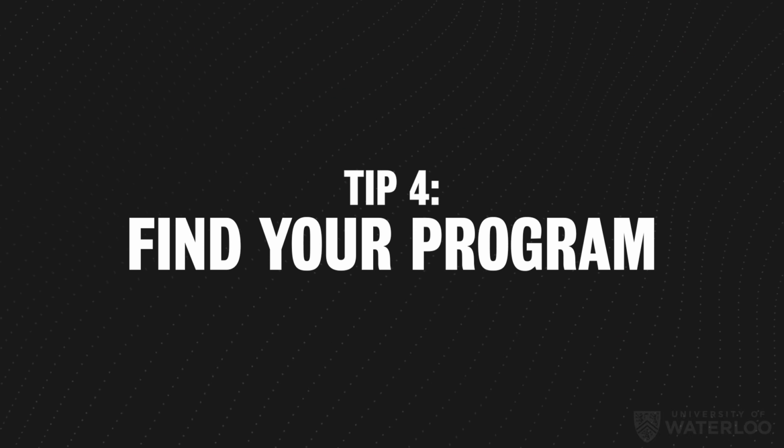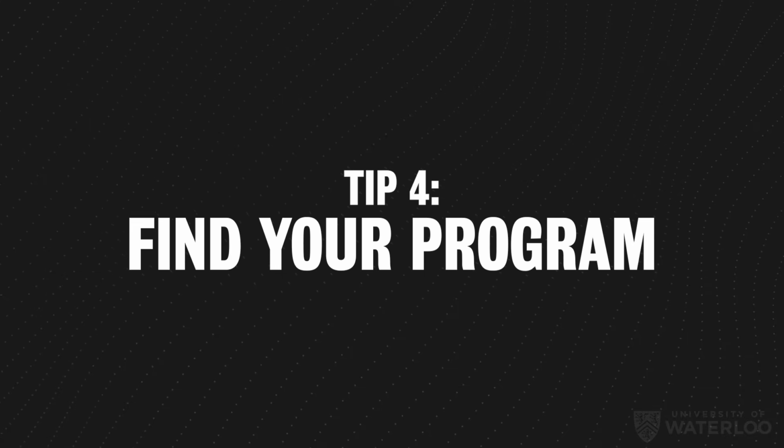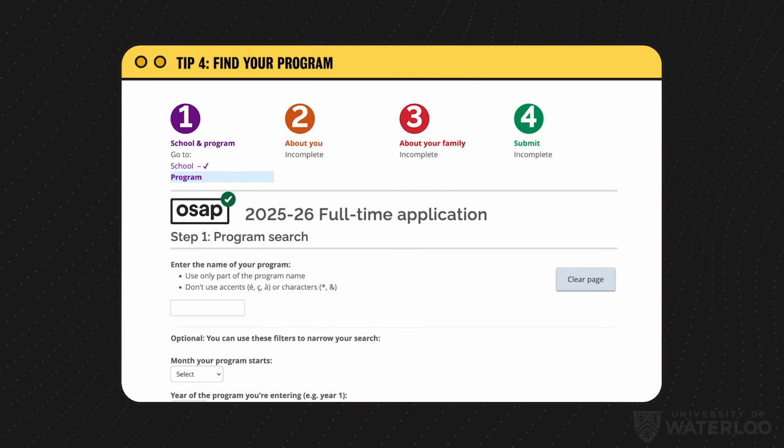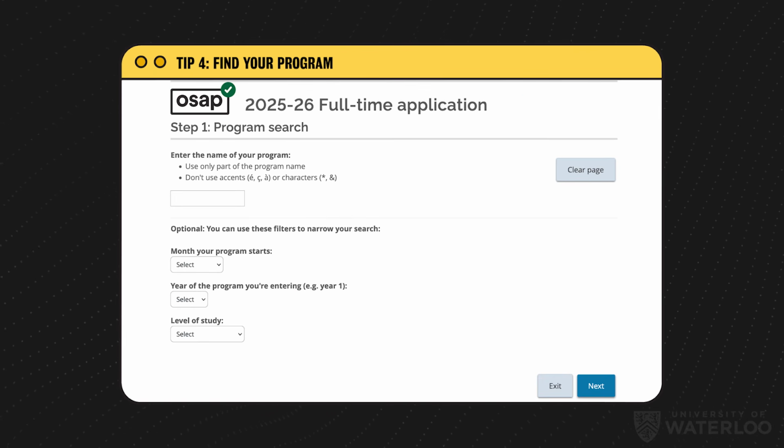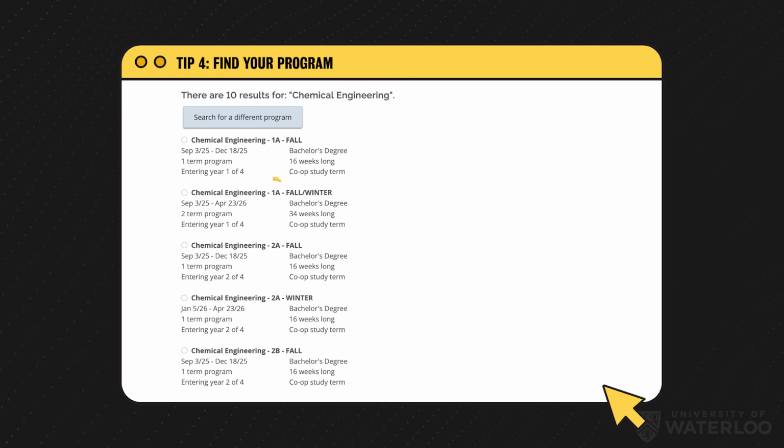Tip 4. Find your program. When searching for your program, we recommend searching by your faculty, program, or major. You can find your program in Quest or on your offer of admission letter. In this example, we'll search for the Chemical Engineering Bachelor's Program. You can also narrow down your search by selecting the term your program starts and the year you're entering. Select the Next button. You'll see terms such as 1A, 2B, which refer to your year and term of study. For example, if you're applying for OSAP for the first term of your first year, you would select 1A.